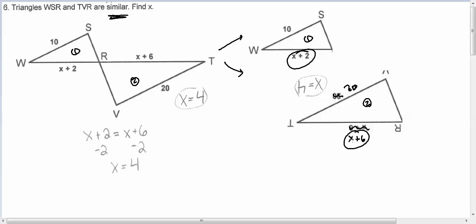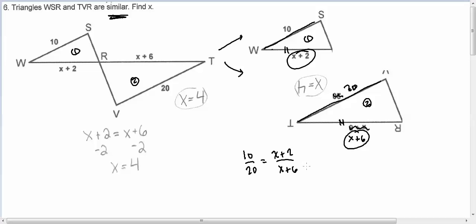And the fact that they told you that these two triangles are similar means that all of the angles inside are the same. The reason why I like to orient them in the same way is because it helps me set up my fraction really well. I want to say that this side divided by that side is the same as this side divided by that side. Because it's not necessarily that the sides are the same, but rather the ratios are the same. So I can say something like 10 divided by 20 is equal to x plus 2 over x plus 6.